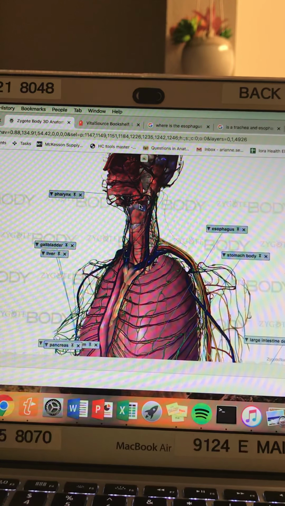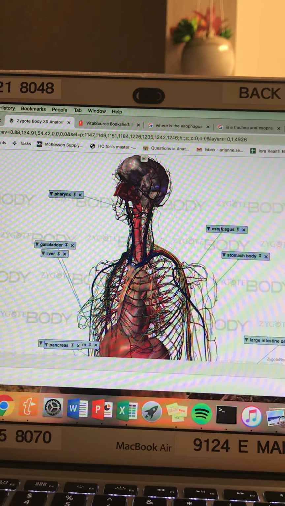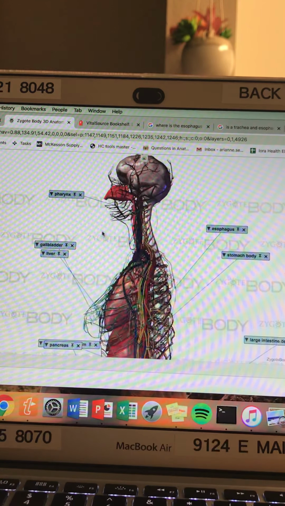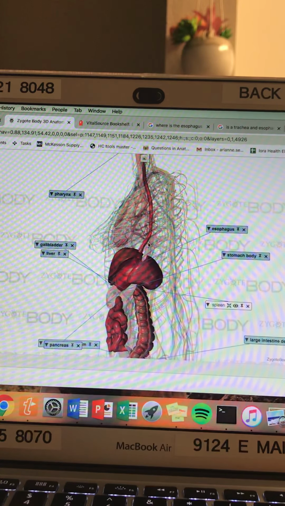So the pharynx's main function is propulsion in the form of swallowing, which causes the bolus to pass through the pharynx and into the esophagus. So again, here is the pharynx, so the bolus then travels down into the esophagus, which again is a little hard to see, but we'll go ahead and pull this up. So the esophagus is right here.